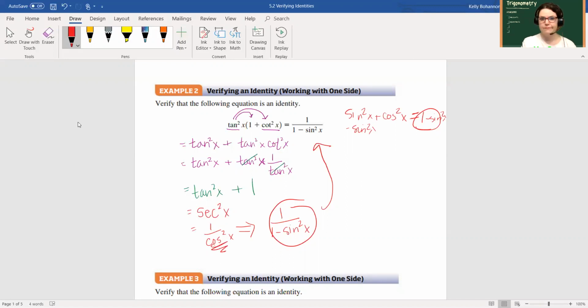So that's it. I got one side to equal the other side. So that's what they meant by working with one side. And that's it for this one.